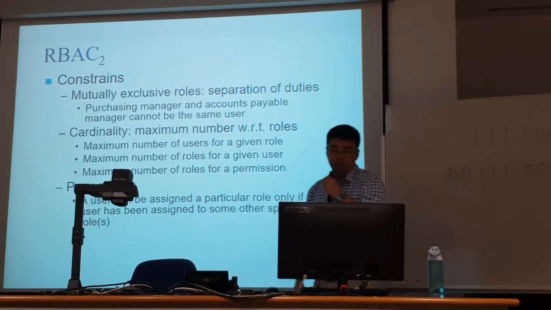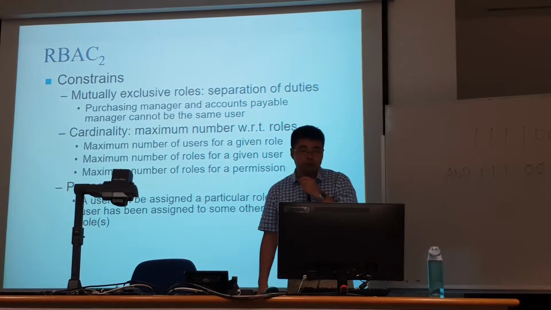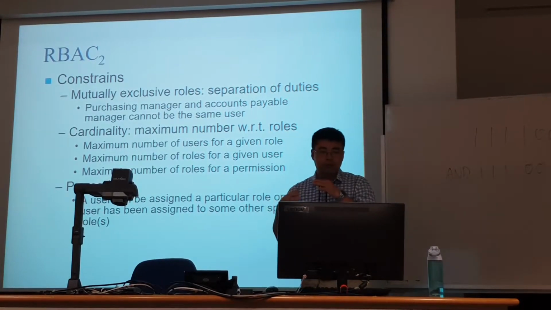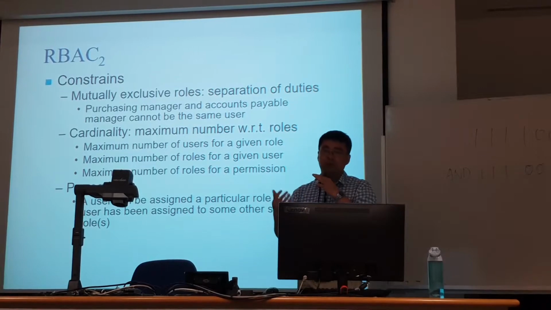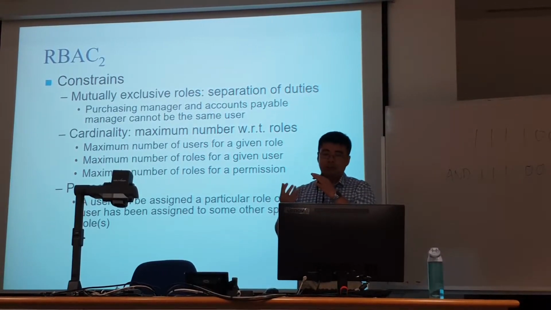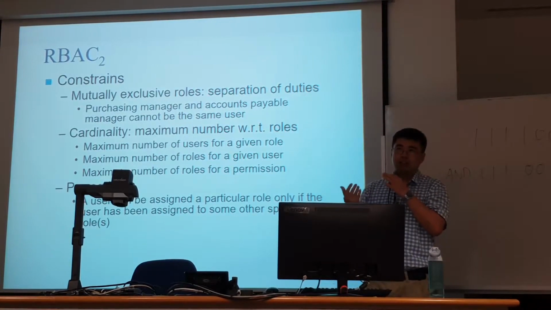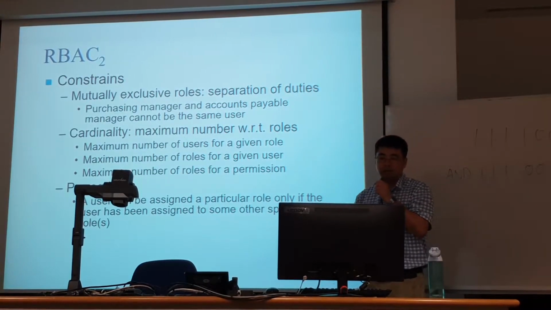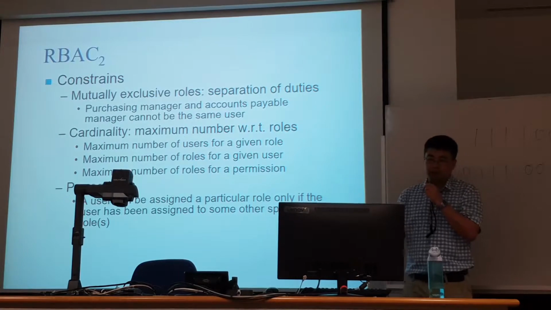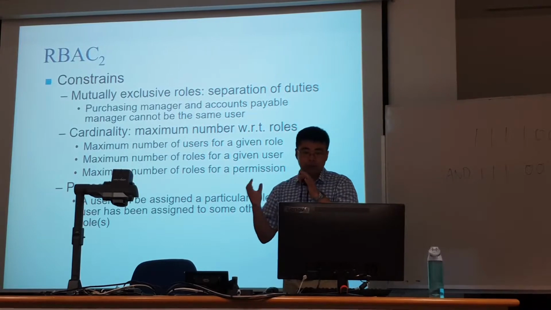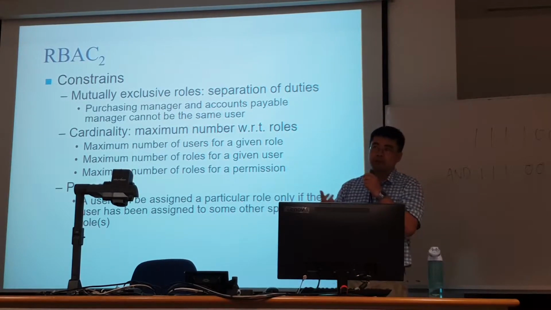For the constraints, this is the second extension, so we can have some constraints. In particular, we can have the mutually exclusive constraint. In this case, if two roles or multiple roles are contradictory to each other, for example, if we assign the purchasing manager and the account payable manager to the same person, then this person can cheat. There can be fraud, right? So we need to avoid this kind of role assignment. That means these two roles are contradictory. So we should apply this mutual exclusion principle to separate the roles. We don't assign these two roles to the same user to avoid fraud, right?